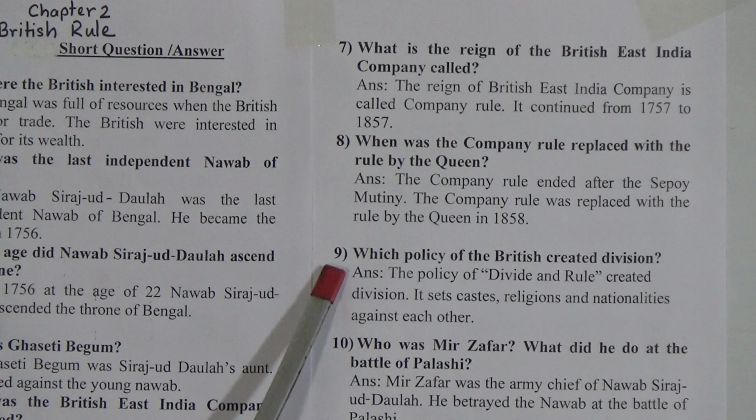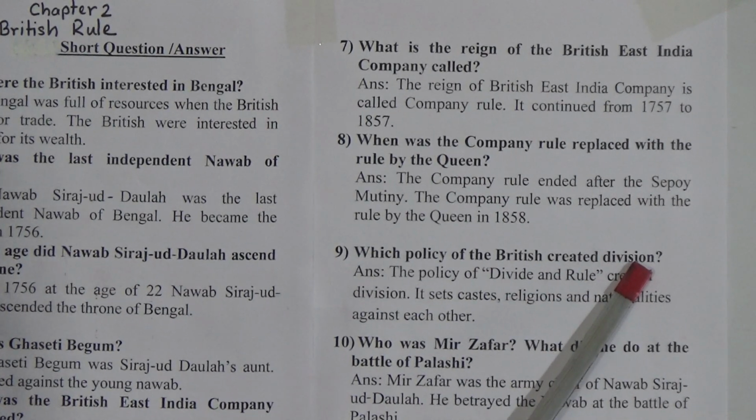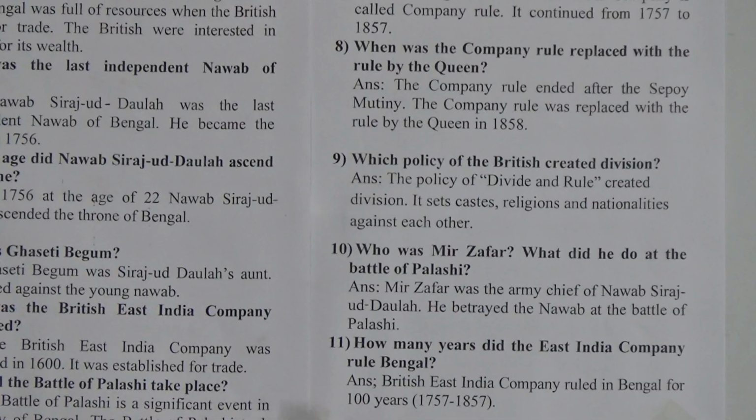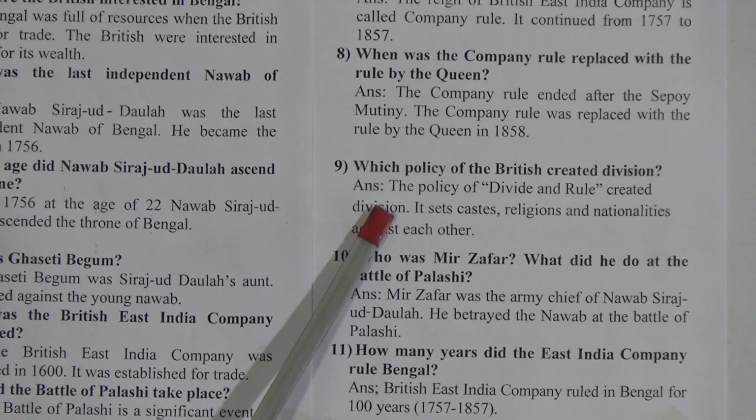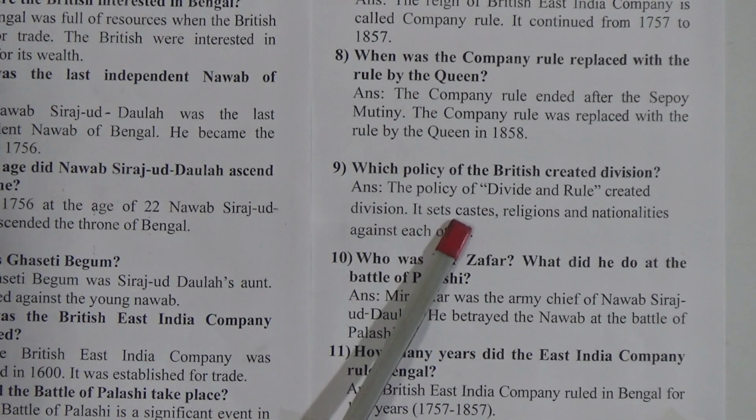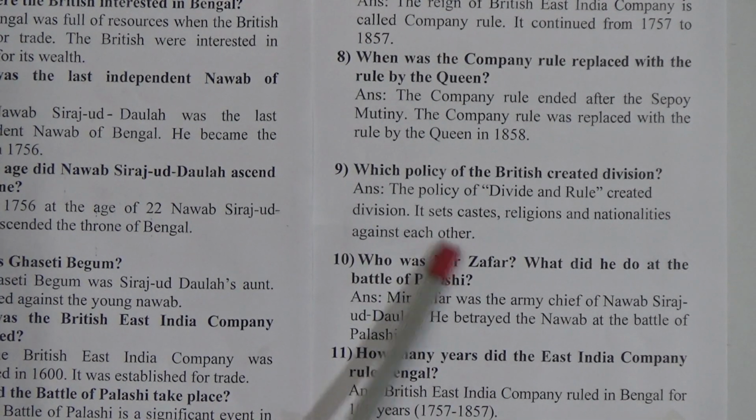Now number 9, which policy of the British created division? And the answer will be what? Divide and rule policy, right? So our answer is, the policy of divide and rule created division. It set castes, religions and nationalities against each other.